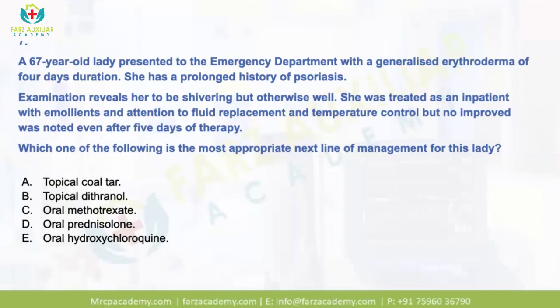So, generalized erythroderma of 4 days duration. She already had a prolonged history of psoriasis. She's shivering, which means her barrier function is damaged. That's why temperature control is becoming difficult. She had already had fluid replacement and temperature control, but doesn't show any improvement with this. So she will need some systemic therapy, and of this systemic therapy, the most appropriate will be oral methotrexate.